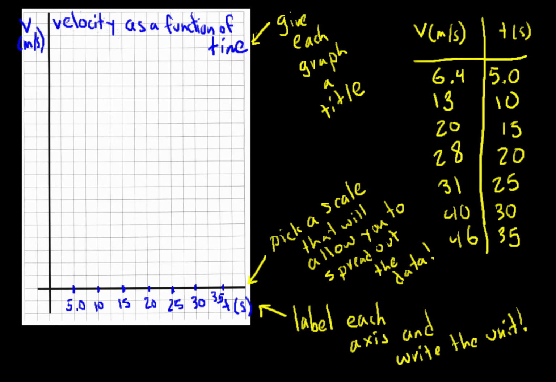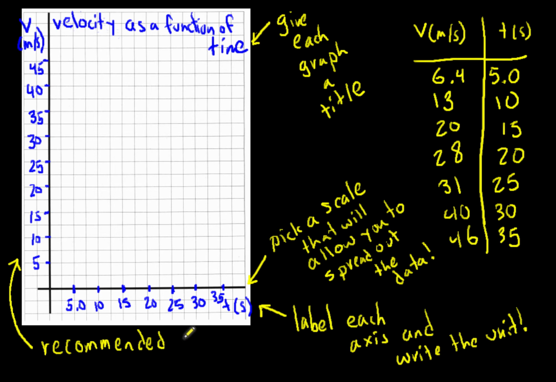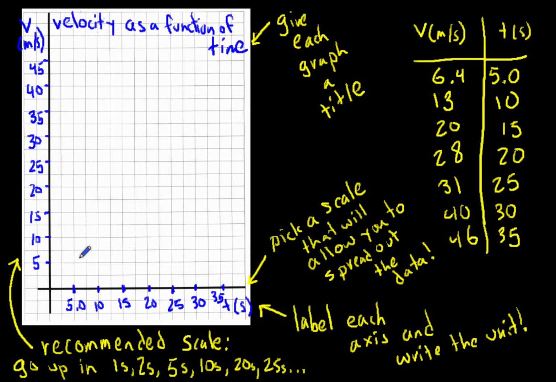So this way you can see quite clearly what's going on without scrunching it up. In each of the scales I've chosen, I've gone up in 5s because this allows me to spread out all the data and keep it even. It's recommended that you go up in evenly spaced intervals that are easy to calculate. It's always best to go up in 1s if it's possible, but 2s, 5s, 10s, 20s, and 25s are also useful.